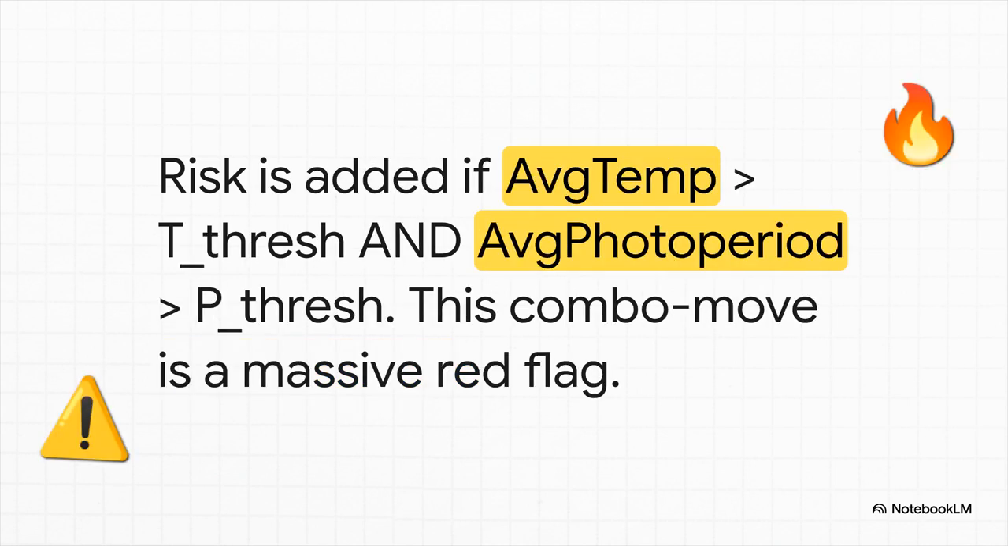Now, danger signal 3 is the real combo move. If both the average temperature and the day length are high for a sustained period of time, the model adds a significant chunk of risk all at once. A long hot spell is basically a massive red flag.